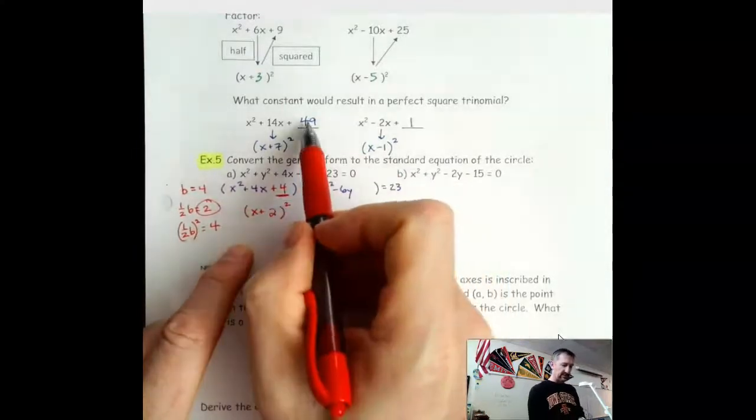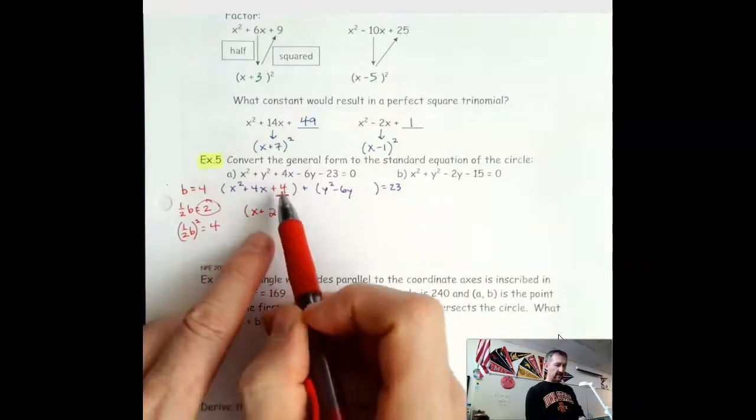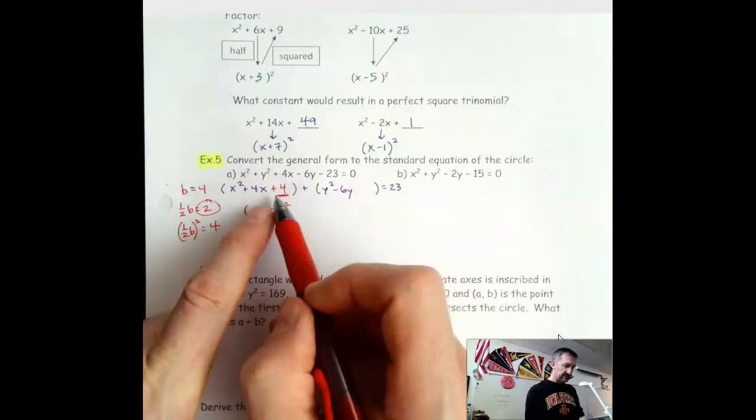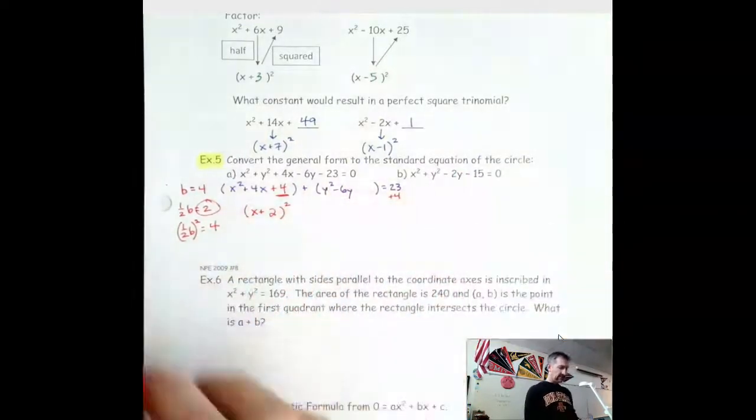So that's what we're trying to demonstrate with these examples up here to get to this point. So you take half of that and you square it, and you add that here. Now, we have an equation. We had something that was equal, and we just added 4 to this side. So that means we need to add 4 to this side also.